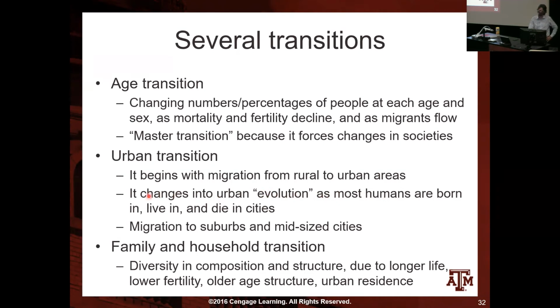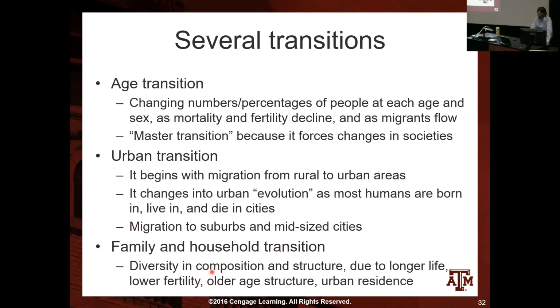Actually, they mentioned that there is a change in urban evolution. Now, humans overall never experienced living in rural areas. Migration started going not only to big cities, but also to suburbs and mid-sized cities that have enough resources for them. And all related to these transitions is the family and household transition.